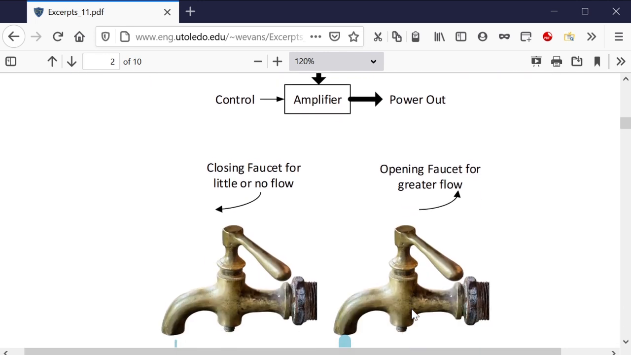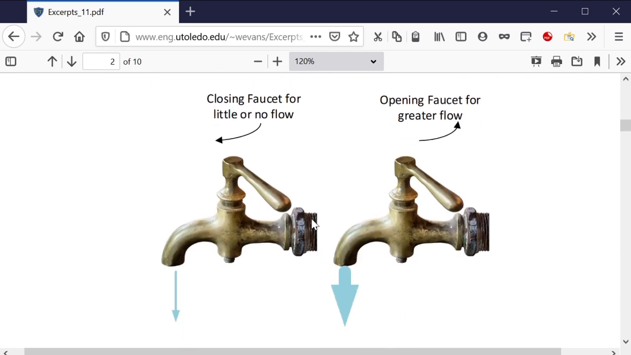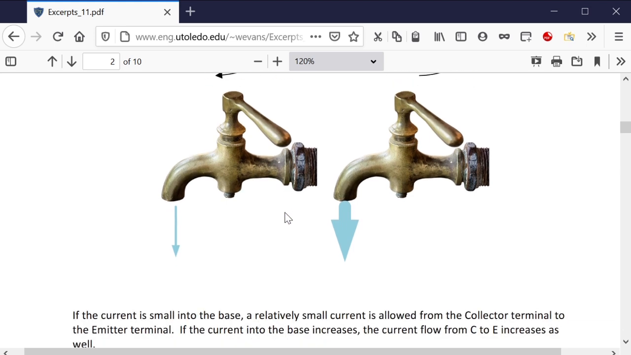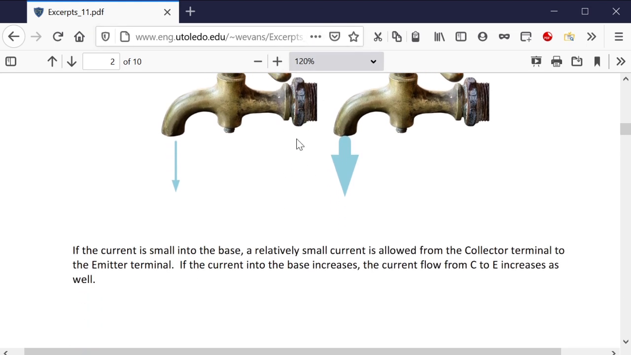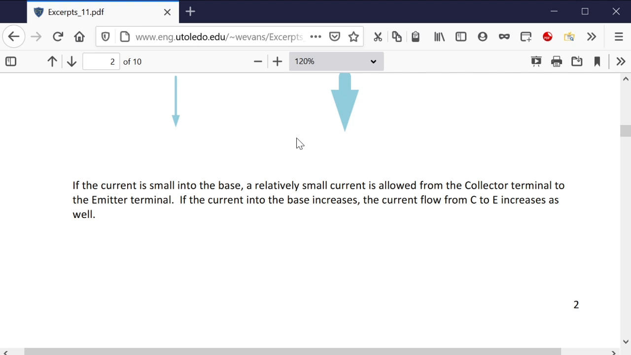Something like a faucet: you could not possibly control the flow of water out of a faucet very easily, except with the handle. You can turn the handle, but you would have a hard time controlling the flow if you didn't. So you'd have a lot of flow or a little flow based on the position of the handle. And this is the amplifier of the base. So for a little current in the base, we control a large flow of the collector to emitter.